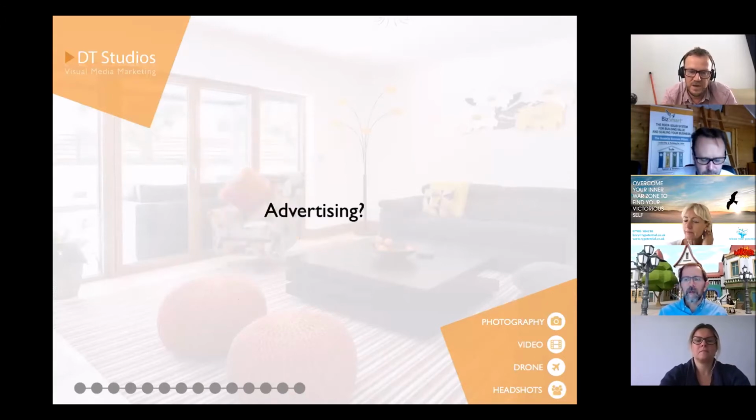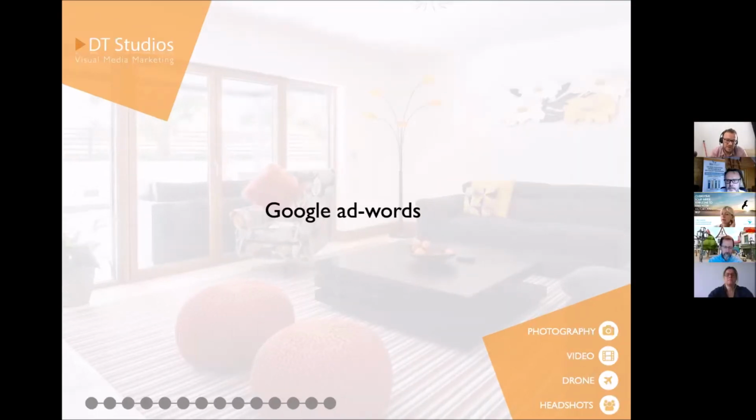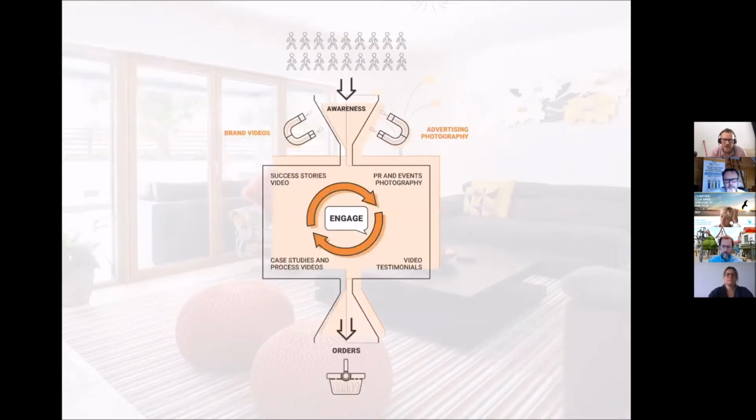The ways we could do that, first one is advertising. We can advertise in various media. We could use stuff like Google AdWords. We can use social media ads, TV ads, magazine ads or billboards. By doing all of those, we bring people in and we put them into the machine.